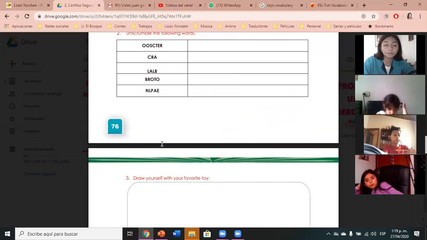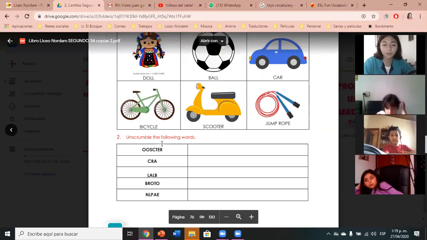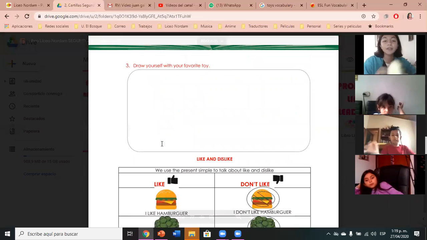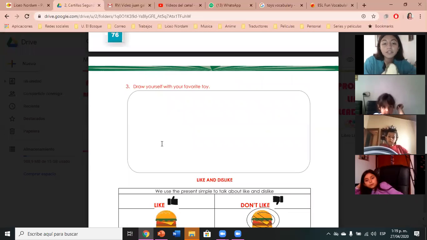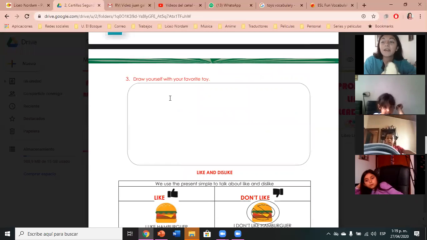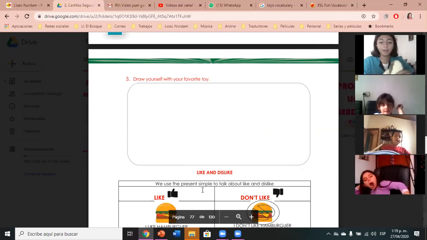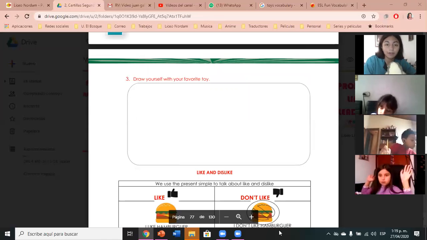And you are going to do point number three, punto número dos, punto número tres, point number three. Solo vamos a hacer point number two, punto número dos, and point number three, okay? So you're going to draw yourself, van a dibujar a ustedes mismos, with your favorite toy, con su juguete favorito, okay? So you're going to do this. Entonces, se van a dibujar.